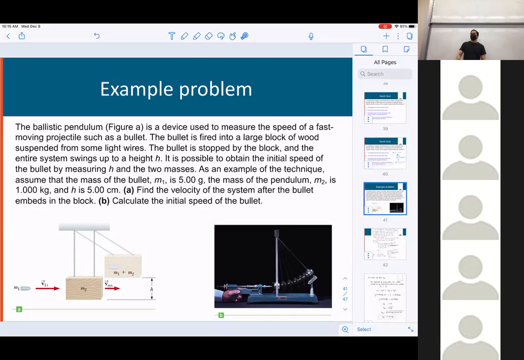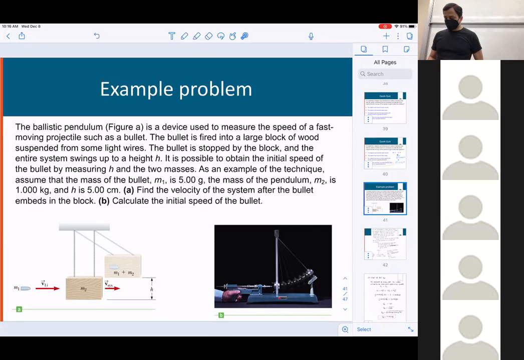And the thing that we are trying to figure out in this problem is the speed of the bullet. This ballistics pendulum is a way in which you can determine the speed of the bullet right before it hits this block of wood. So it's a very difficult problem, right? If you have some launcher and you launch a bullet, you want to figure out what is the speed of that thing. Here's one way to figure it out.